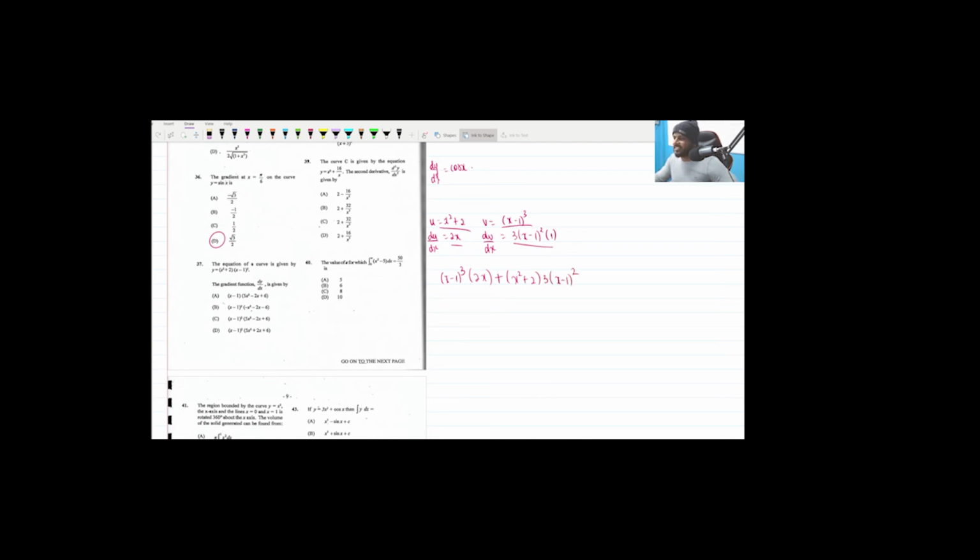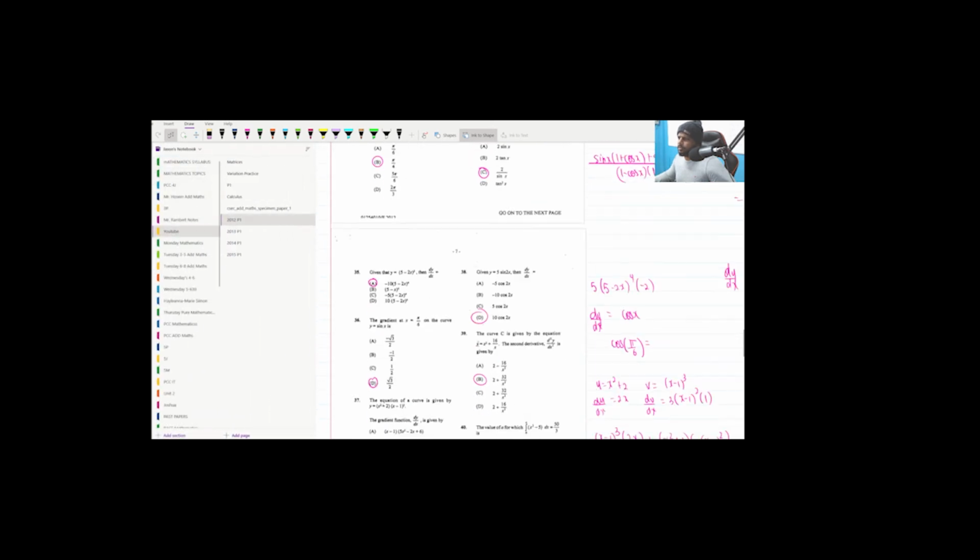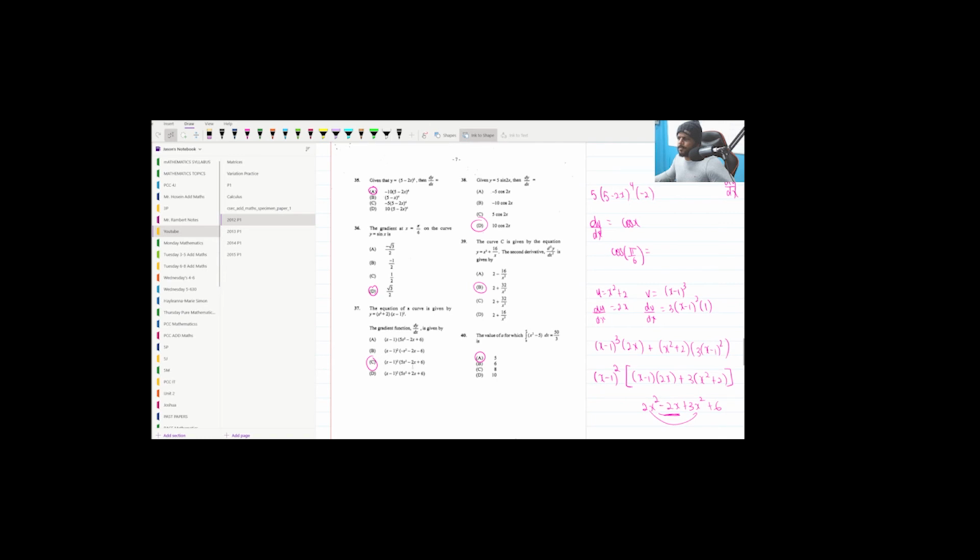That's it. Factorization time. I see an (x minus 1) on both terms here, so the lower power is (x minus 1) squared, into (x minus 1)(2x) plus 3 into (x squared plus 2). So it could be any of these here. I'm going to work out the brackets: 2x squared minus 2x plus 3x squared plus 6. So I get 3x squared plus 2x squared is 5x squared, minus 2x plus 6. C is the answer. I think this is a repeat question. Yes, it definitely is.